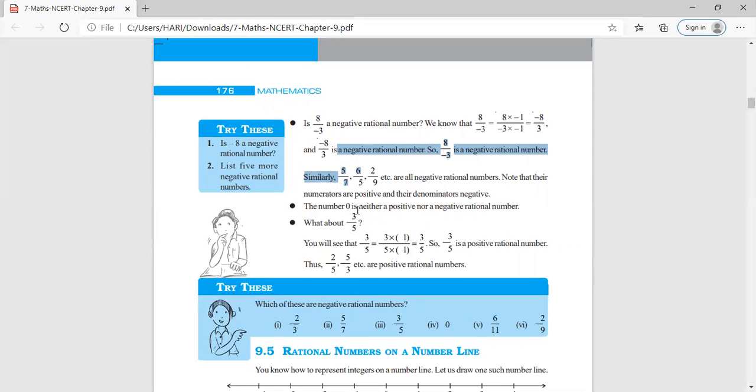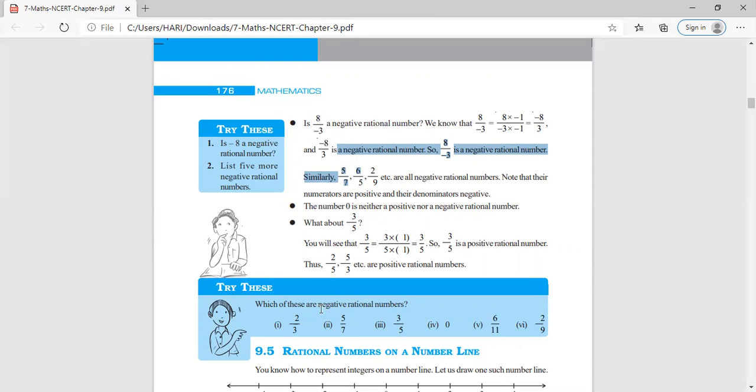In a positive rational number, both the numerator and denominator will be of the same sign. In a negative rational number, either the numerator or the denominator will be negative, and in a zero rational number, the numerator will be 0. Now some examples are given for you to solve.